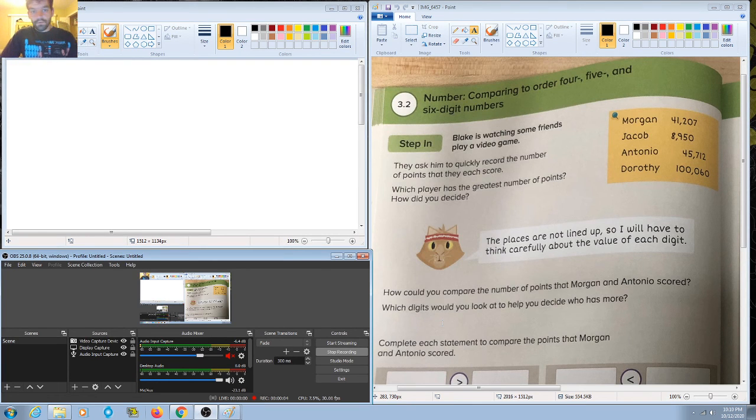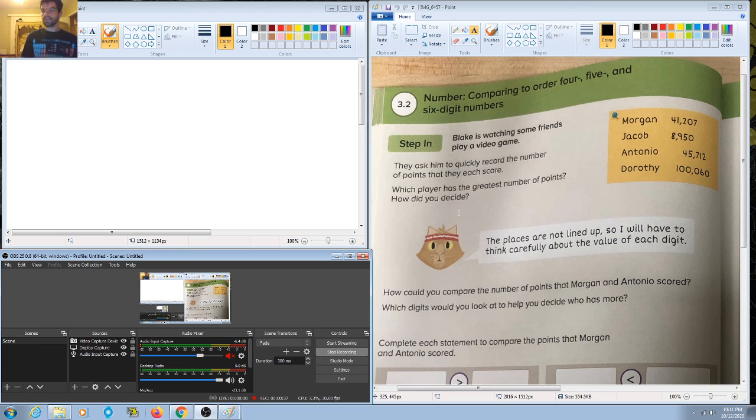So in this video we're going to be continuing with chapter 3. This is lesson 3.2, comparing and ordering 4, 5, and 6 digit numbers. In the last section with 3.1 we stayed with the idea that all of our numbers had the same number of digits, being 6 digits. But in this lesson we are going to want to be a little bit more careful, because we're going to have numbers that are not all 6 digits. That being said, we can use the same strategy to compare and order these numbers.